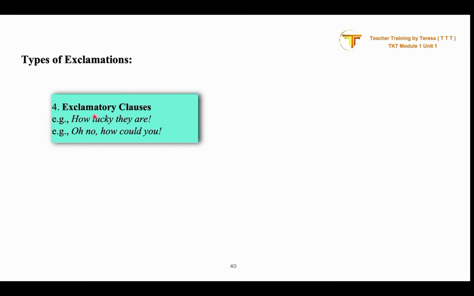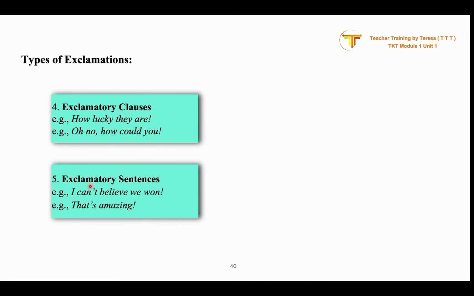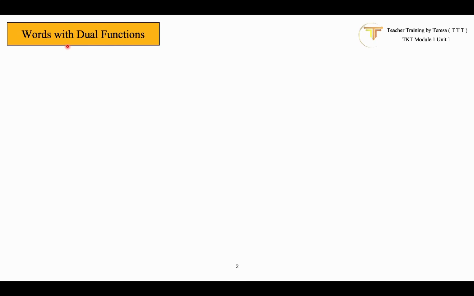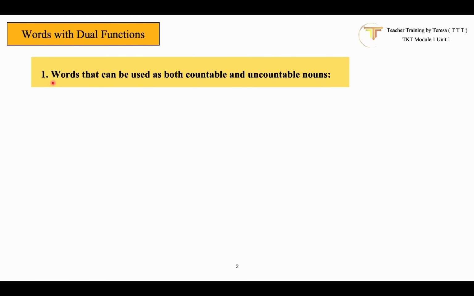4. Exclamatory clauses. How lucky they are. Oh no, how could you? 5. Exclamatory sentences. I can't believe we won. That's amazing. Words with dual functions. 1. Words that can be used as both countable and uncountable nouns. Paper, time, hair, light, chicken, etc.